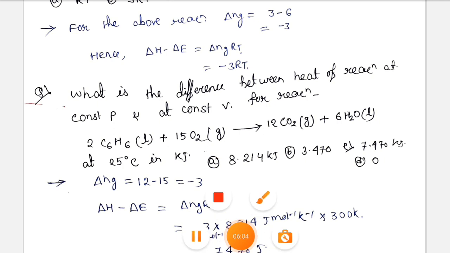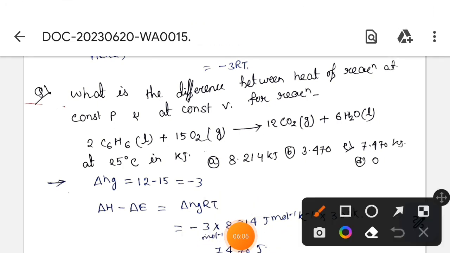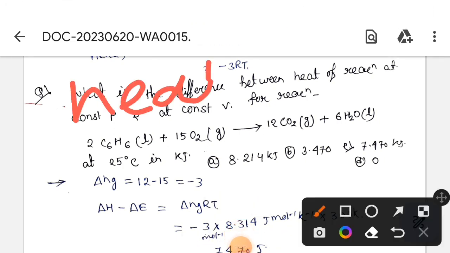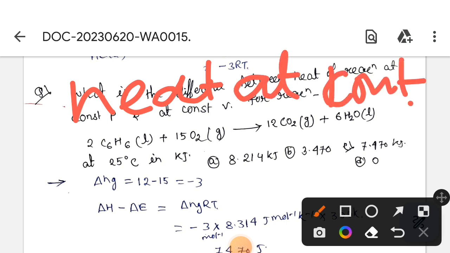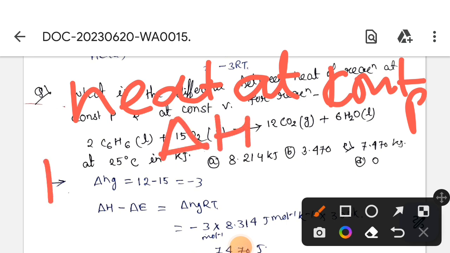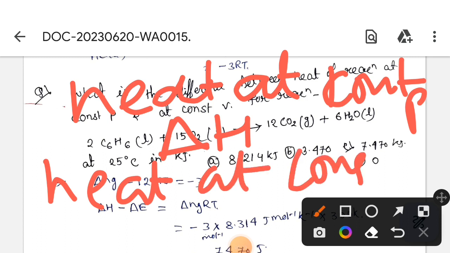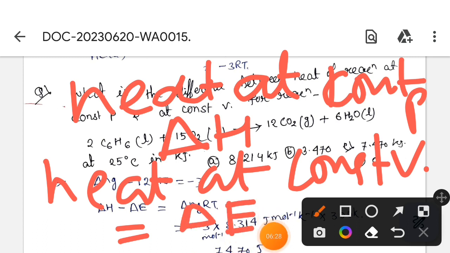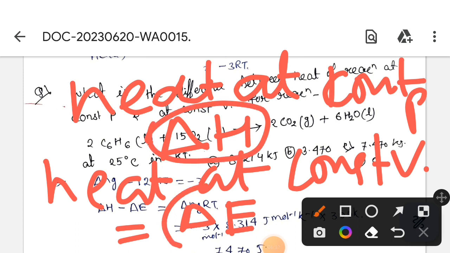Next, what is the difference between heat of reaction at constant pressure and constant volume for the reaction? We know that heat at constant pressure is called delta H, and heat at constant volume is called delta E. So heat at constant pressure is equal to enthalpy, and heat at constant volume is equal to internal energy.